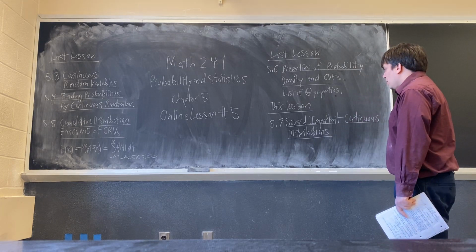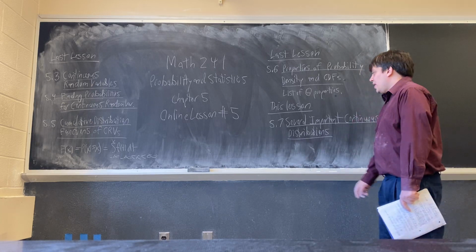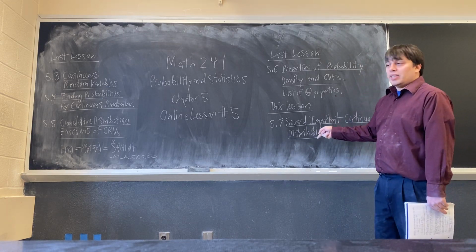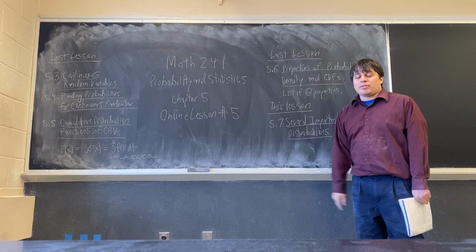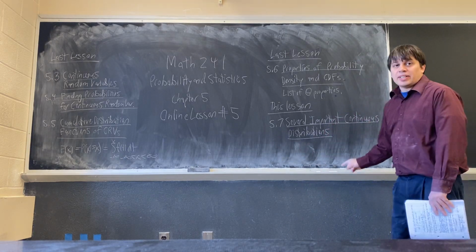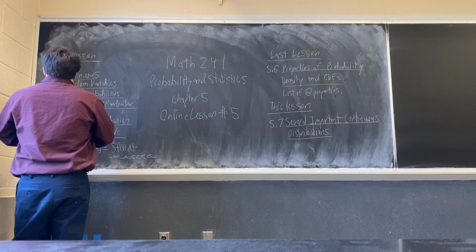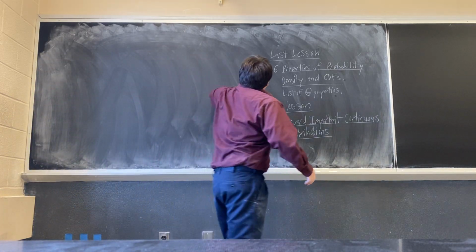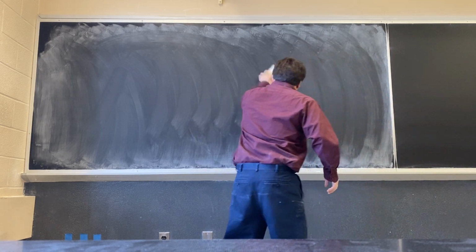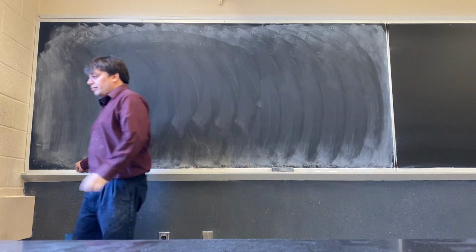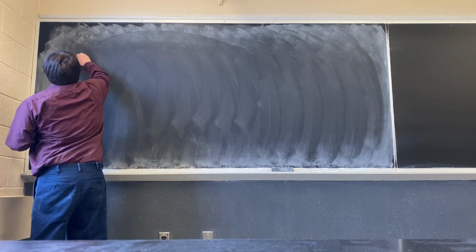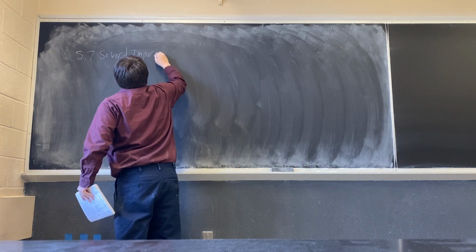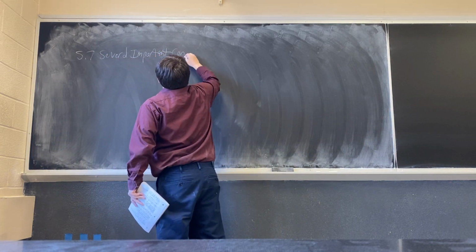And so in this lesson, we are going to focus on one section, 5.7, and it's going to be on several important continuous distributions. In chapter 4, we talked about important discrete distributions, and so now here in chapter 5 and 5.7, we're going to talk about important continuous distributions. Okay, so let's start with 5.7. Several important continuous distributions.